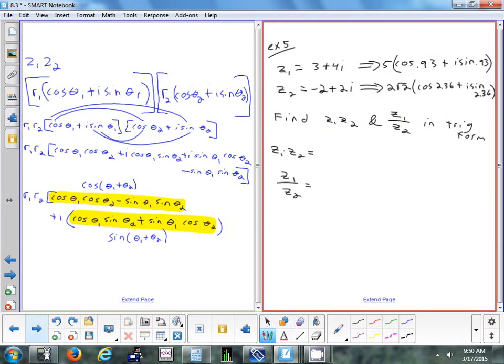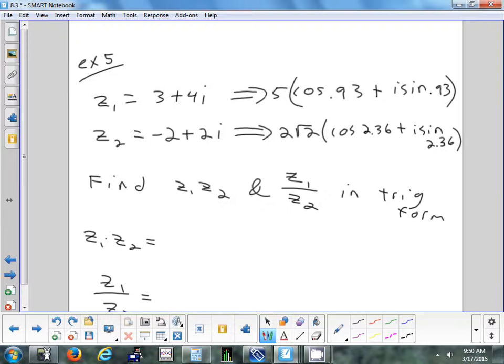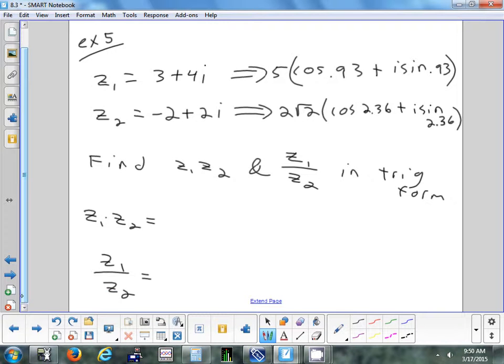All right, let's look at an example. Okay, to save a little time, because I knew we'd be getting close, what I did is I wrote down two complex numbers in rectangular form. I converted them to trig form. Okay, how do you do that? Use the Pythagorean theorem to find r, and then use inverse tangent to find your angle. Okay, we did that in an example previously. And now we're going to find z1 times z2.